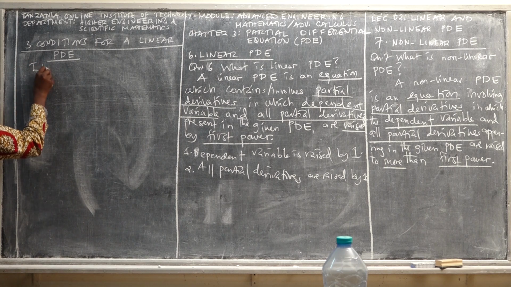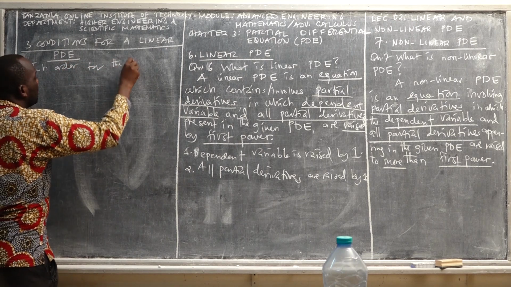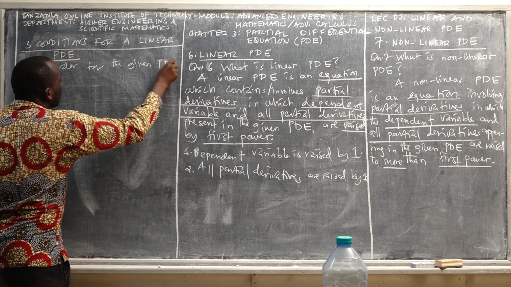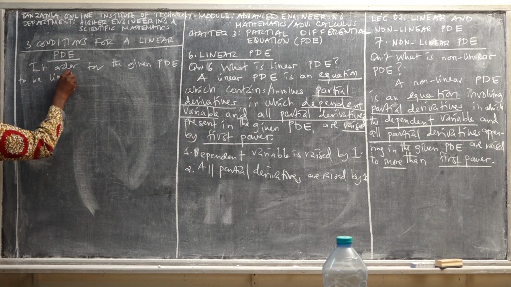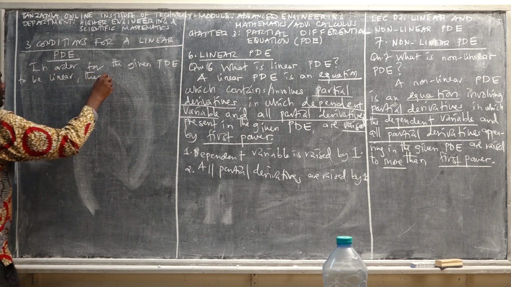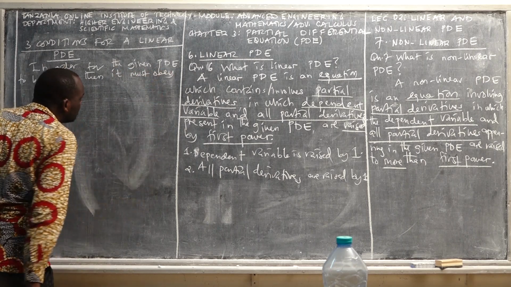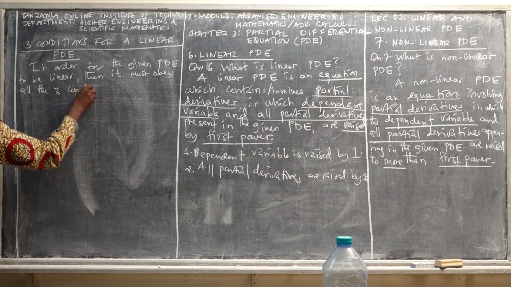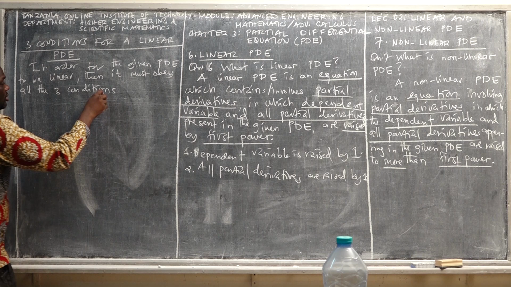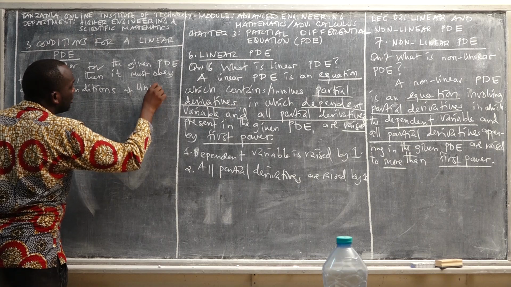So we say that in order for the given partial differential equation to be linear, then it must obey all the 3 conditions. All the 3 conditions of what? Of linearity.